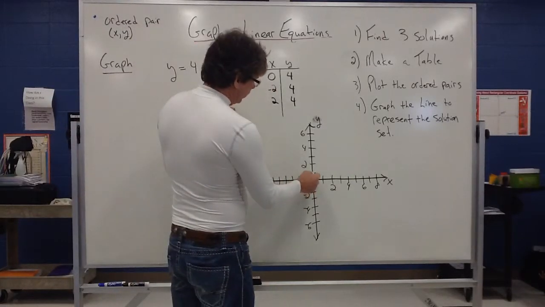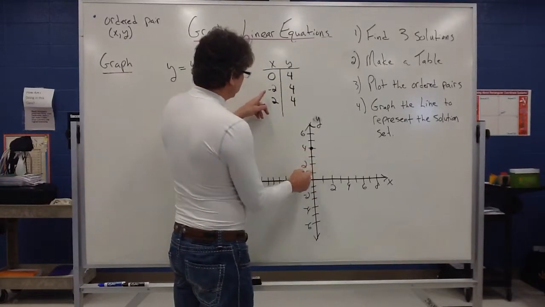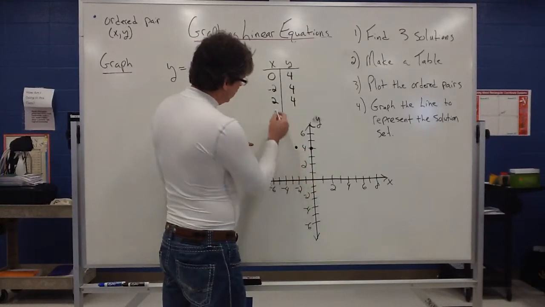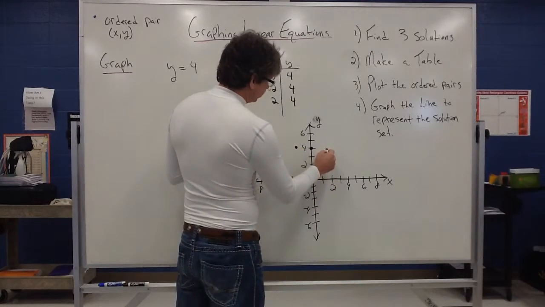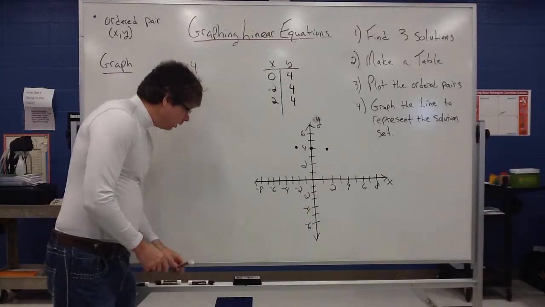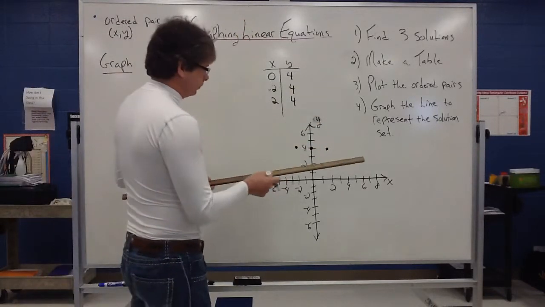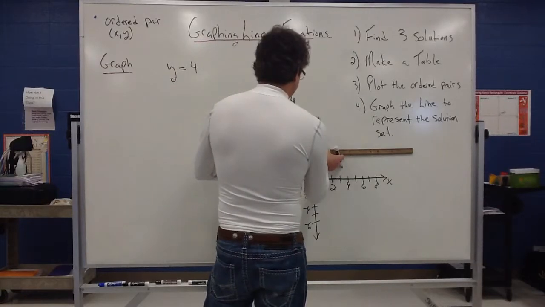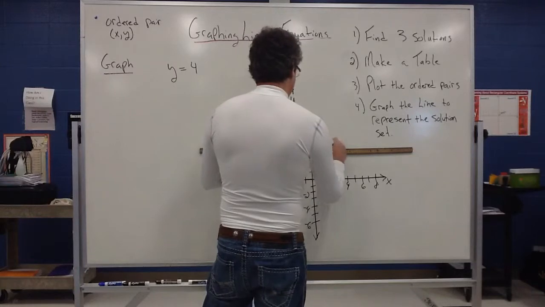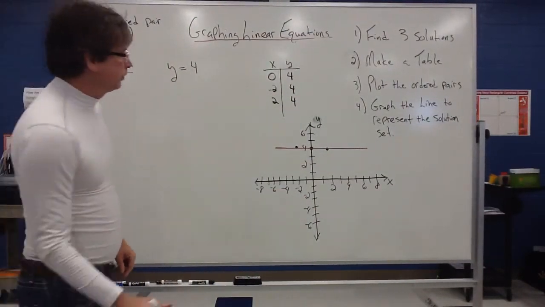So (0, 4), we graph that. So 0, starting at the origin, and then go up 4. (-2, 4) puts me here. So left 2, up 4. And (2, 4) puts me right 2, up 4. So we get those 3 points. And we now just need to line up our points. And let's see what we can come up with here. So we have a graph that looks something like that.